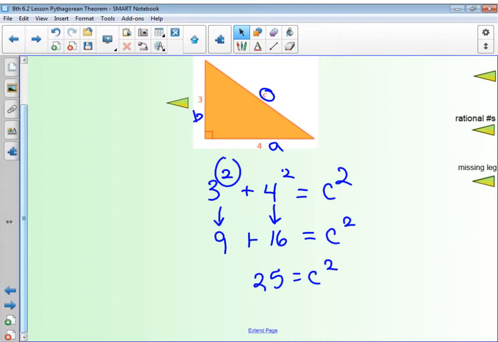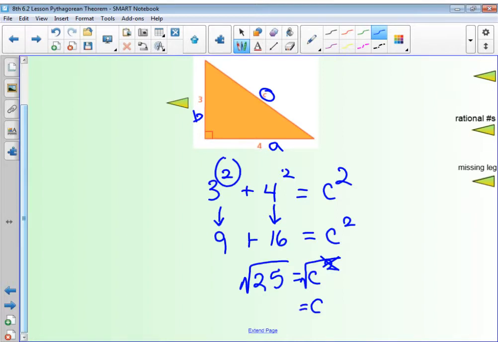Remember, we can't have it as C squared. We need it to just be a C. So I need to get rid of that squared by doing the square root. Okay, that's going to cancel this part out. So now I need to do the square root over here. So C is left on this side equals the square root of 25, which is 5. So my side length for C is 5. Now if that's 5 inches or meters, it doesn't matter. But I just found out that C was 5.